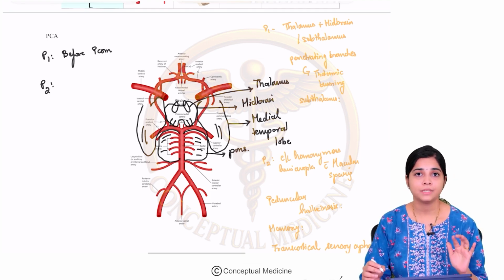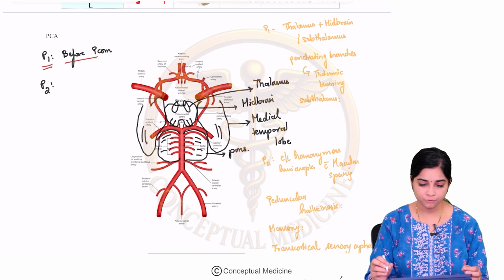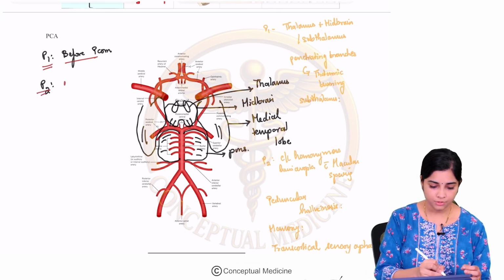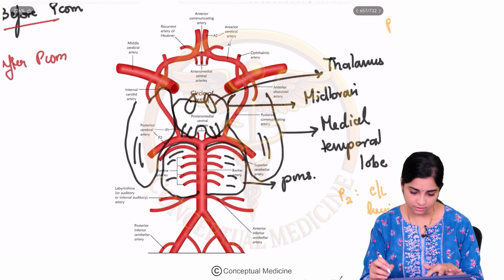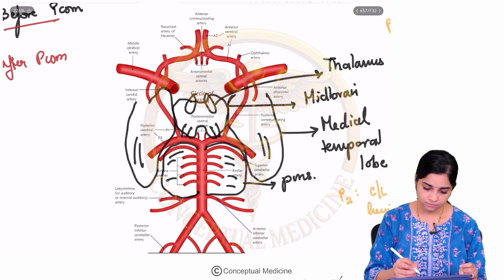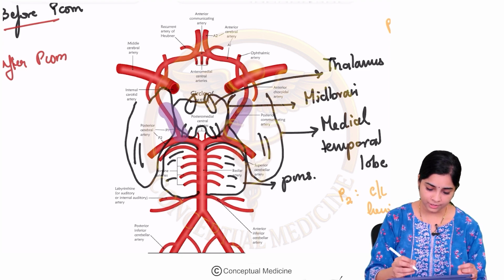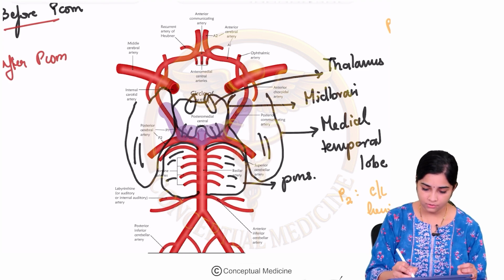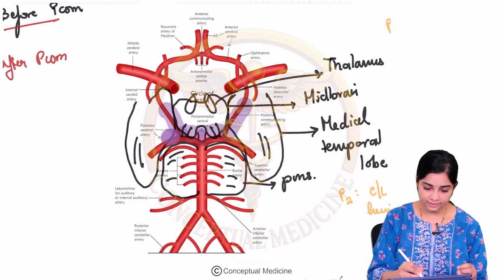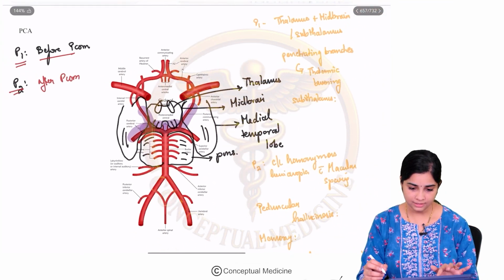So PCA can be classified into two segments: your P1 segment, which is before the origin of PCOM, and P2 segment, which is after the origin of PCOM. So can you see here that this is your PCOM. Okay, so this is your posterior communicating artery. Okay, so this region is your P1 and the one after that is your P2. Now let us understand the symptoms.